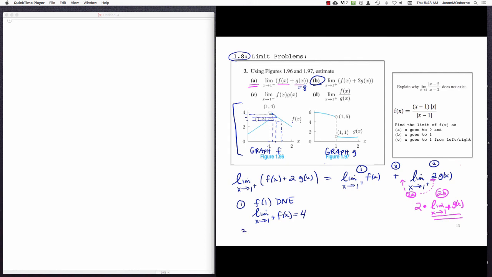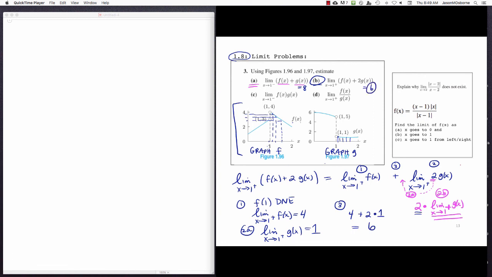Okay. Part 2a, we need to compute the limit as x goes to 1 from the right of g of x. And as we're getting closer and closer to 1 from the right of g of x, this function is getting closer and closer to 1. Okay. And therefore, part 3, the final answer is going to be 4 plus 2 times whatever we got for the limit from g, and your final answer is going to be 6.